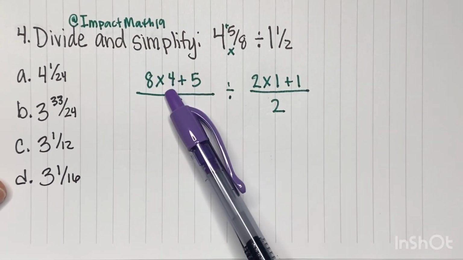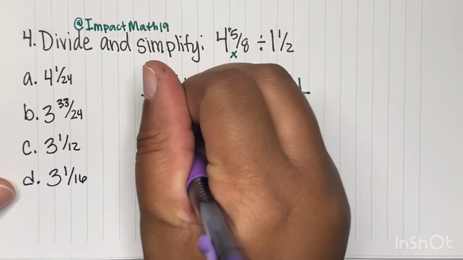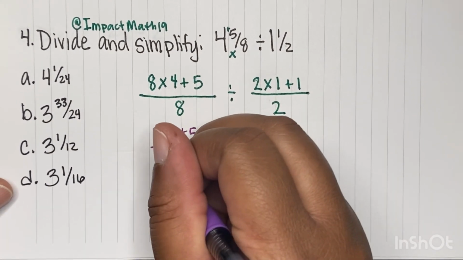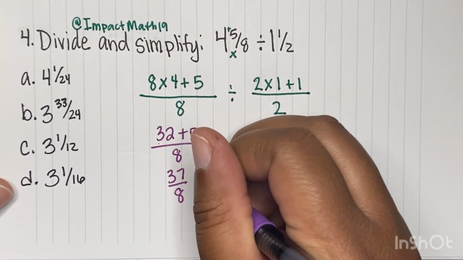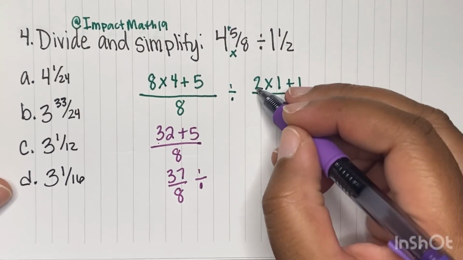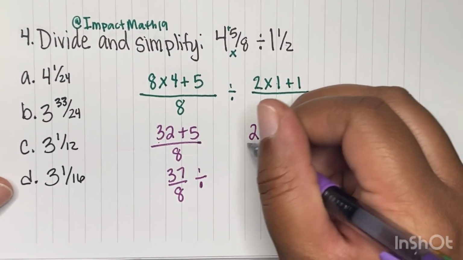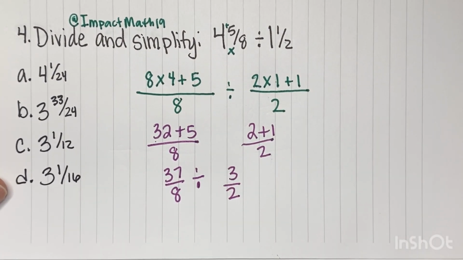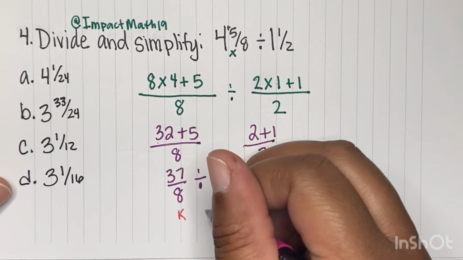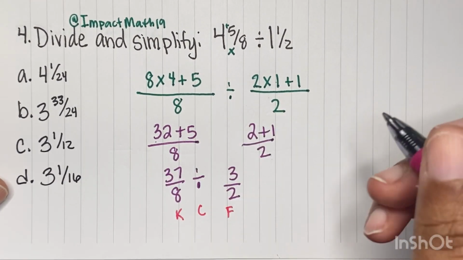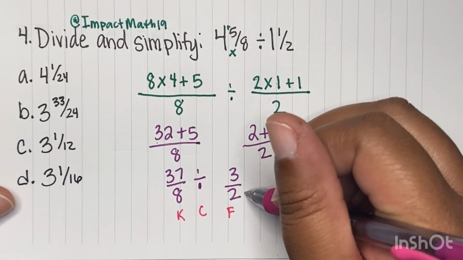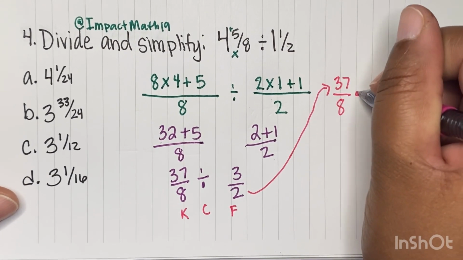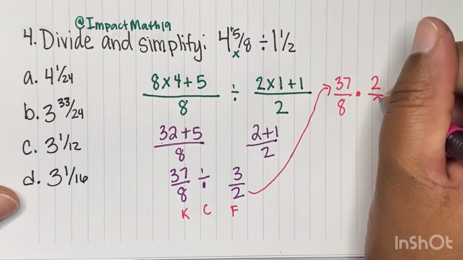So 8 times 4 gets us 32. Okay, drop down everything else. 32 plus 5 gets us 37 over 8. And we're going to keep the division sign for right now. 2 times 1 gets us 2 plus 1 over 2. And 2 plus 1 gets us 3 over 2. Now we're going to go to our keep, change, flip. So I'm going to write it over here so we have more space. So we have 37 over 8 times 2 over 3.